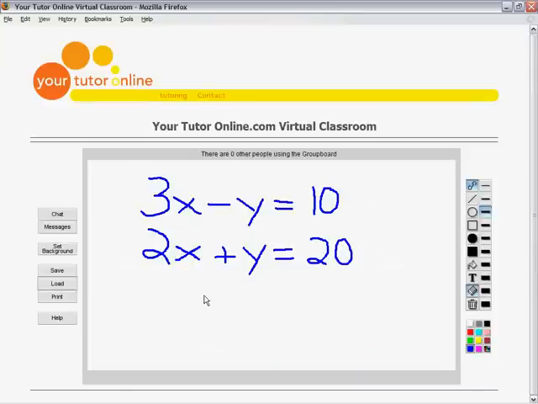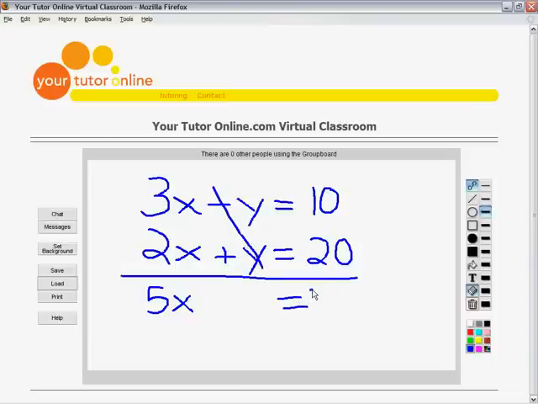For the elimination method, you're simply going to add the two equations together in a way that will cancel out one of the variables. In our example here, if we just go ahead and add these two equations together as we see them, the y's will cancel out. 3 plus 2 gives us 5x. Negative 1 plus positive 1 cancels out. And 10 plus 20 is 30.